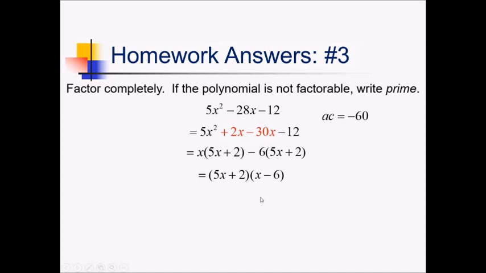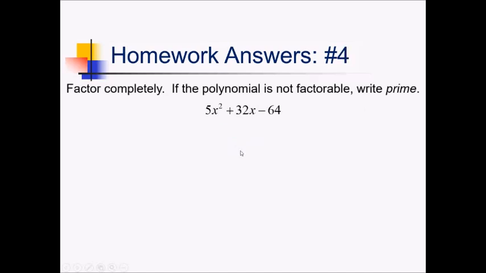for the other parentheses. For this problem, we don't have an a value of 1, and if you look to take out a common factor, you're going to find that's not going to work either. 5 doesn't go into 32. So we have to use either guess and check or AC on this. I'm going to go with AC.